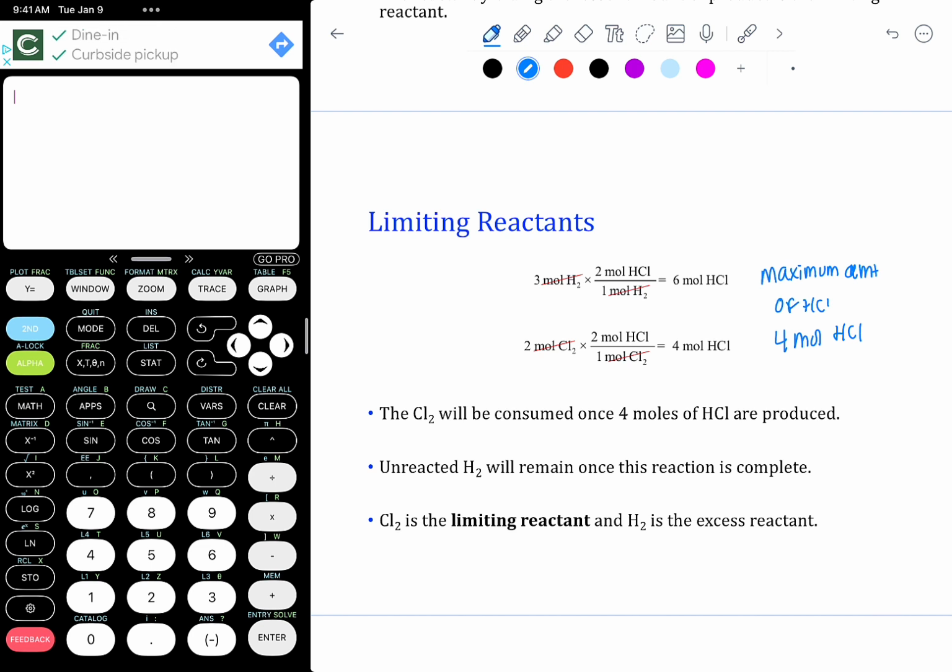Just like our hot dog and our hot dog bun, I can only make 6 hot dogs with buns because I'm limited by the number of buns that I have. I can only make 6 of those, even though I have 8 hot dogs in a pack. So I can only make a maximum of 4 moles of hydrochloric acid, meaning chlorine is our limiting reactant. That was the reactant that got used up first and produced our lesser amount of product. So chlorine is our limiting reactant, and hydrogen gas is our excess reactant.